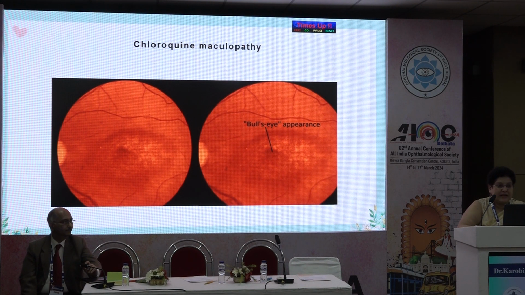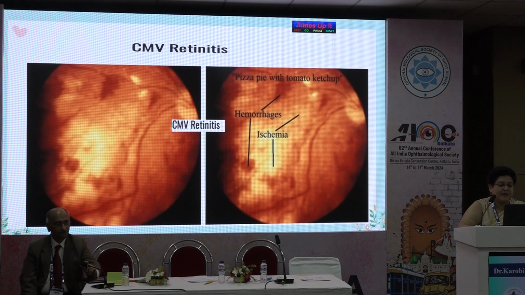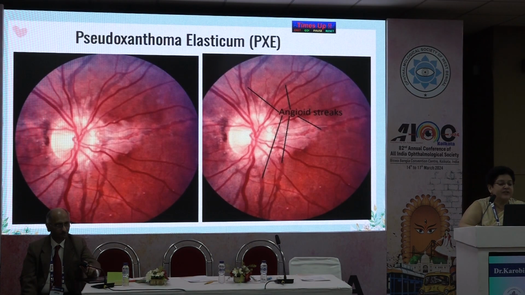Chloroquine maculopathy: history of chloroquine intake, bullseye appearance, which appears something like this. It need not be classically brown, it can sometimes appear like this. CMV retinitis, again, it's a tomato ketchup appearance with blood and soft exudates. And connective tissue disorders, you get some whitish lines or red lines, which could be angioid streaks.